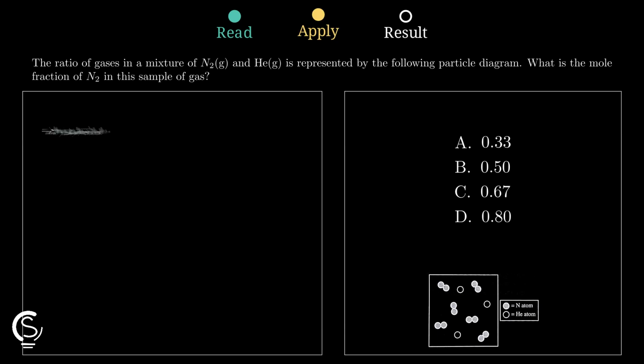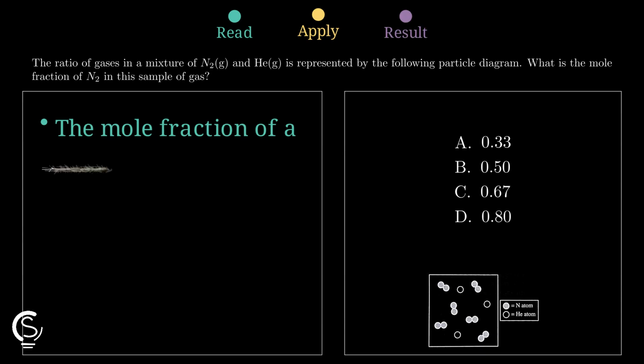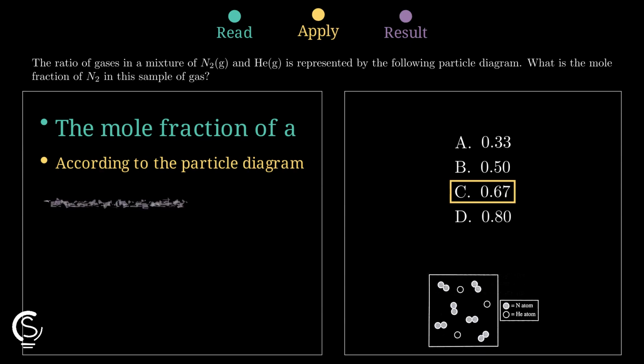According to the particle diagram, count the nitrogen molecules and the helium atoms. Then keep those counts separate because we need nitrogen share compared with every particle shown. The total number of particles is the nitrogen count plus the helium count, and that ratio simplifies to 0.67, so option C is correct.